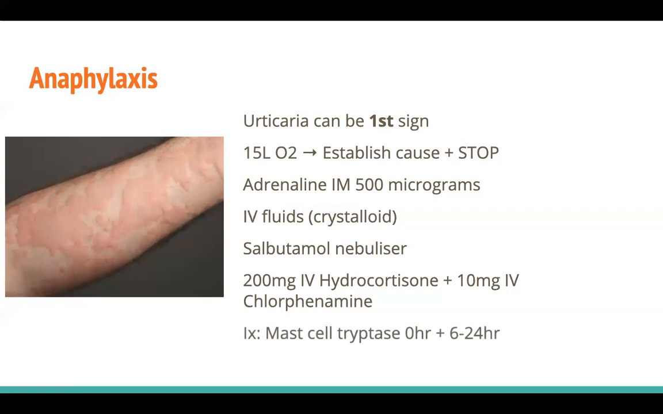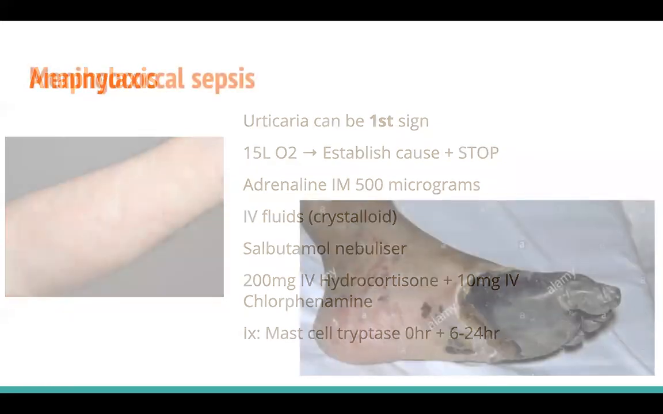In terms of investigations, you want to do a mast cell tryptase to confirm the diagnosis of anaphylaxis. You want this at both 0 hours and then somewhere between 6 and 24 hours. In that period of time, you want to make sure that the patient's monitored and they don't have a repeat anaphylaxis 12 hours later, which can often occur.